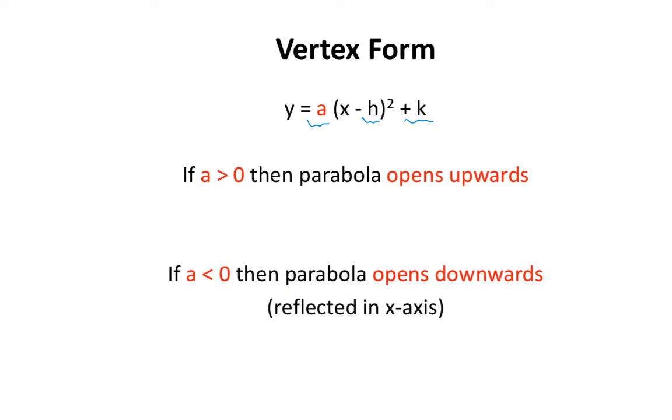If a is greater than 0, then the parabola opens upwards. In other words, this means that a is a positive value. Now, if a is less than 0, then the parabola opens downwards. In other words, it is reflected in the x-axis. And this means that the a value is negative.